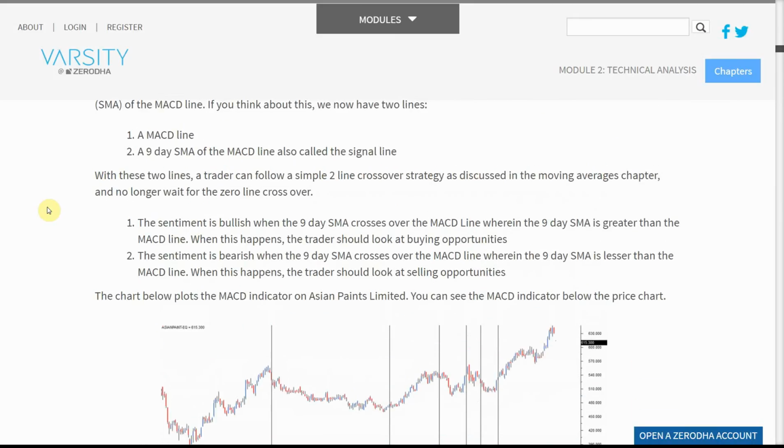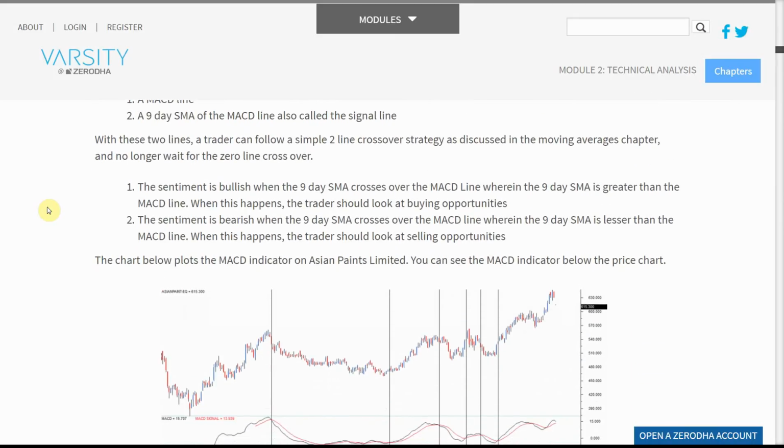With these two lines, a trader can follow a simple two-line crossover strategy as discussed in the moving averages chapter, and no longer wait for the zero-line crossover. The sentiment is bullish when the 9-day SMA crosses over the MACD line, wherein the 9-day SMA is greater than the MACD line. When this happens, the trader should look at buying opportunities. The sentiment is bearish when the 9-day SMA crosses over the MACD line, wherein the 9-day SMA is lesser than the MACD line. When this happens, the trader should look at selling opportunities.